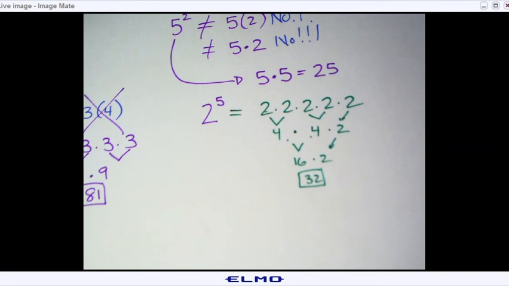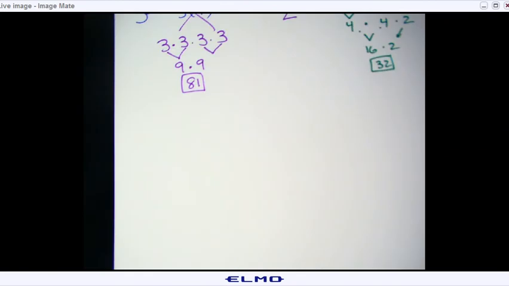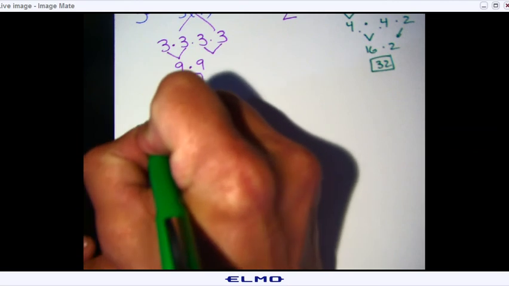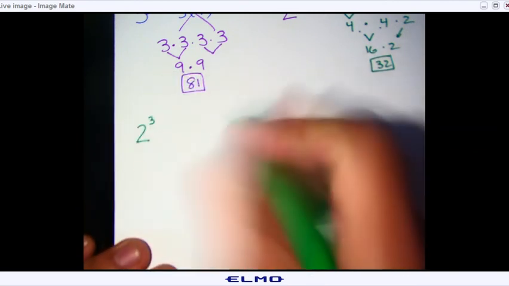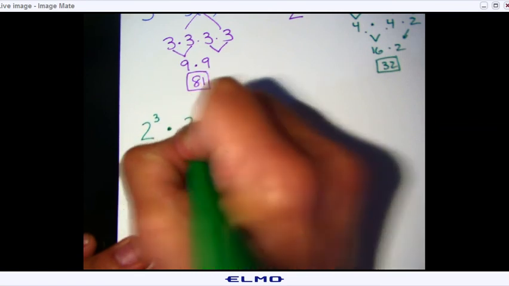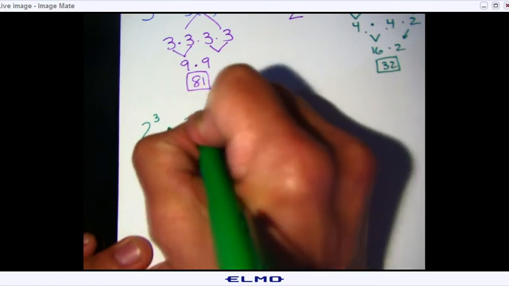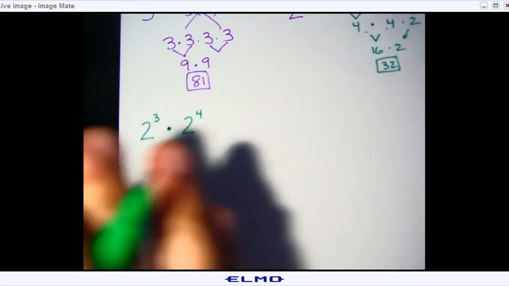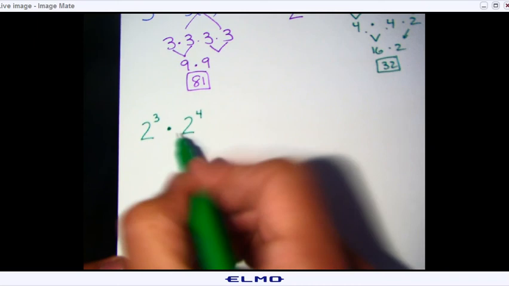All right. So we're going to go ahead and let me pause it real quick. So remember. So now, what if I did this? 2 to the power of 3, right? Times 2 to the power of 4. Okay. Now, what does that mean? Well, the bases are the same.